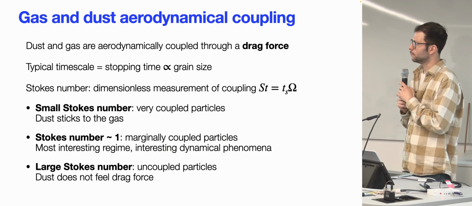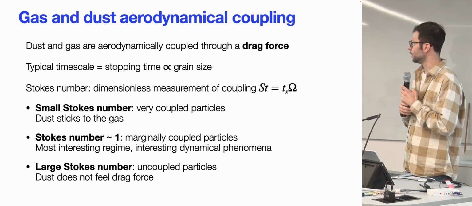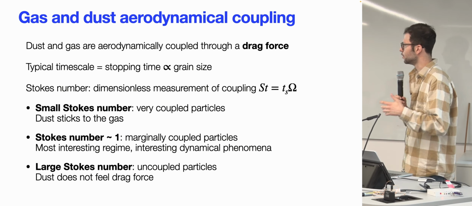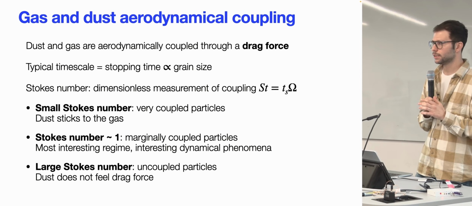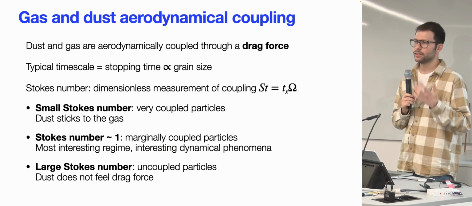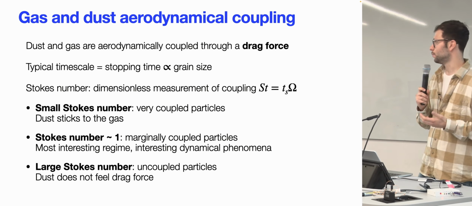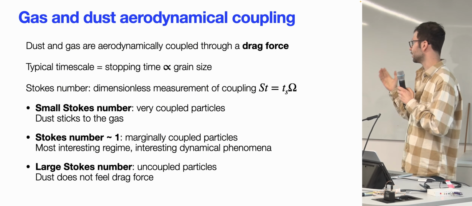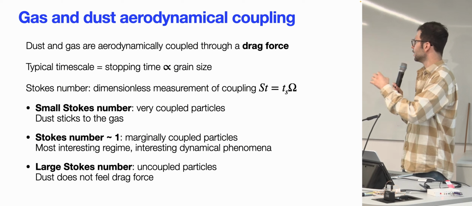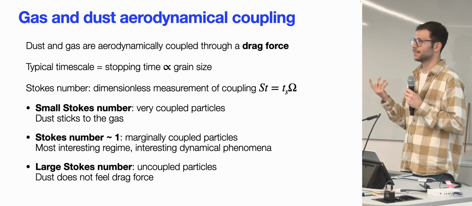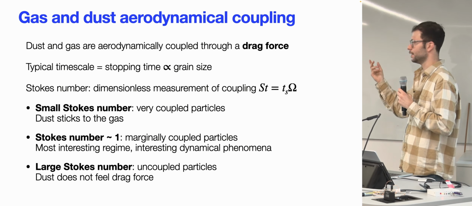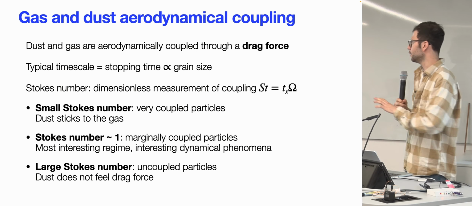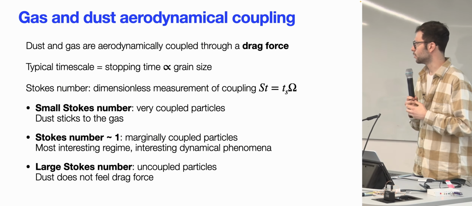But what is better to study is the Stokes number. So the Stokes number is just a dimensionless measurement of the aerodynamical coupling between gas and dust. And it is the ratio between the stopping time and the dynamical time of the system. So the ratio between the drag force time and the typical time scale of a particle in a disk, that is the dynamical time. And there are three main regimes of Stokes number.